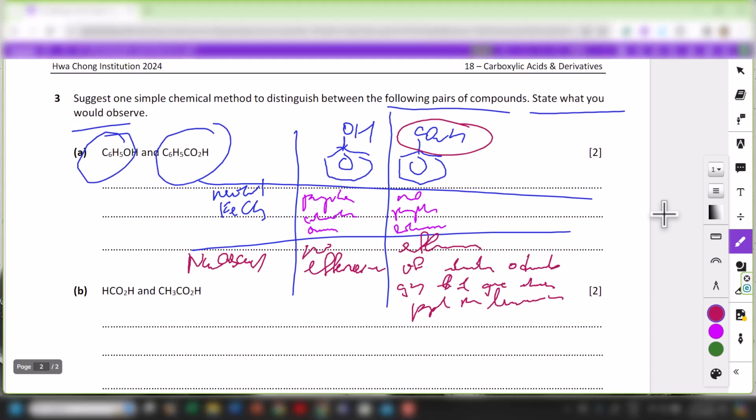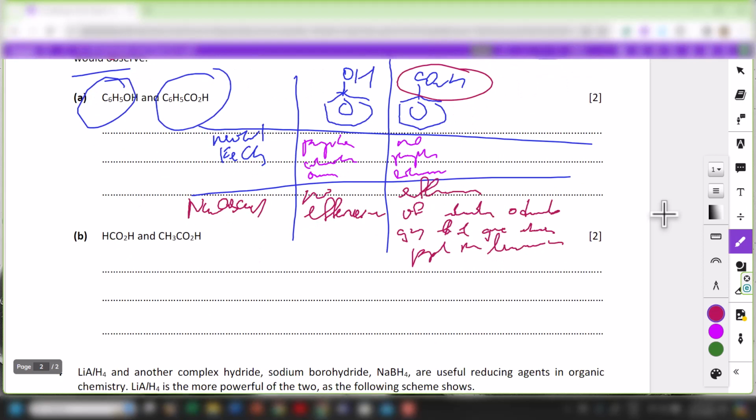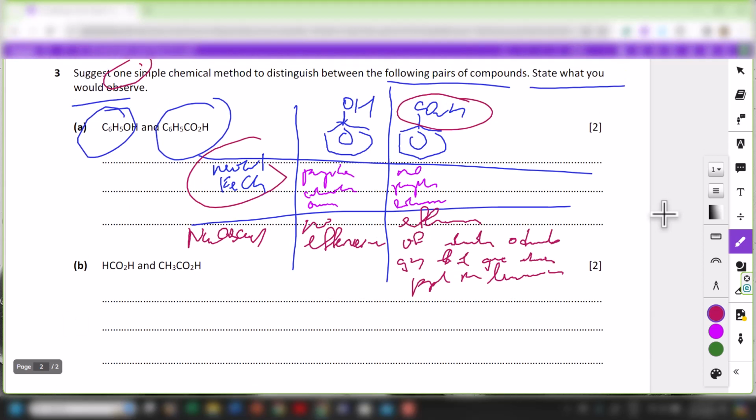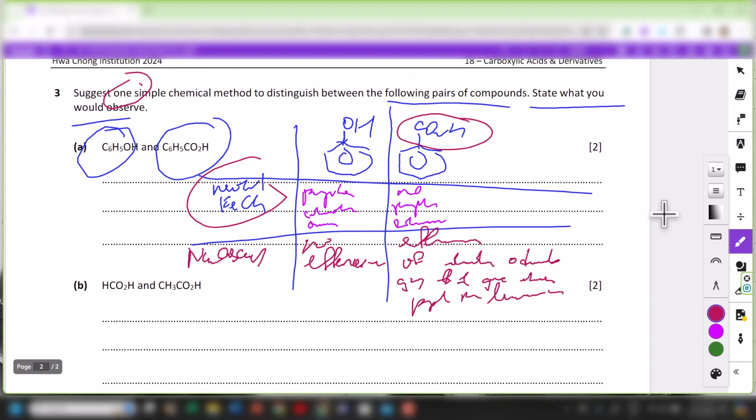Because the question says you're supposed to only use one. I gave two just to impress upon you that if I were you, I would choose the simplest one. Of course, I would choose neutral iron(III) chloride. But if at that point in time you can't think of it, then aqueous sodium carbonate works wonderfully as well. There are several answers you can think of. So do not worry if you can't think of the right one during assessment.